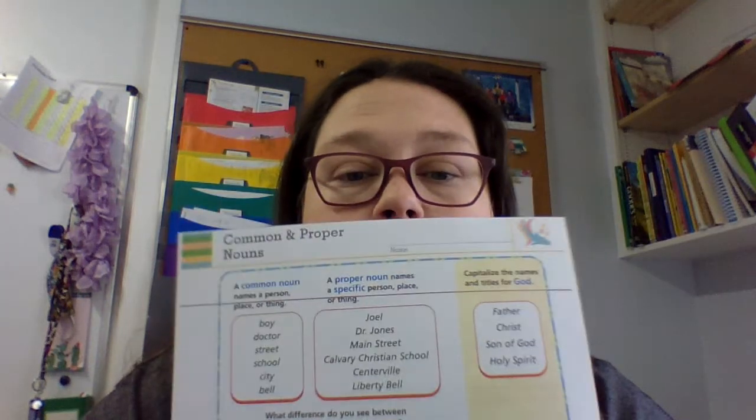So if you think about it and you're saying, is this important? So like my rabbit, I'm not going to capitalize the word rabbit because it's just any old animal. But a specific rabbit, her name is Lavender. So I would capitalize the L for Lavender because that's her name. Same thing here. You've got boy and Joel, and you have Doctor and Dr. Jones, and you have street, and the name of the street is Main Street. School is Calvary Christian School. A city might be Centerville, and just a regular bell or the Liberty Bell. So it's the name that's important.